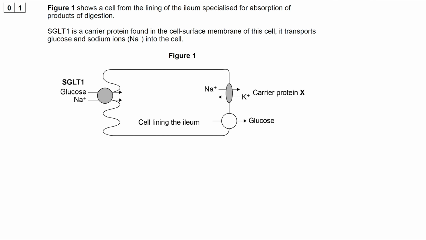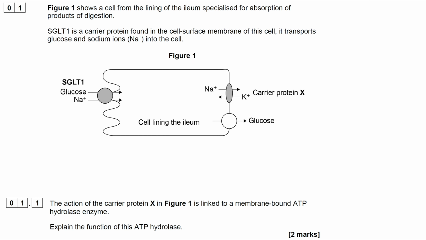Figure 1 shows a cell from the lining of ileum specialized for absorption of products of digestion. SGLT1 is a carrier protein found in the cell surface membrane of this cell. It transports glucose and sodium ions into the cell. So that was just the background of the question. So the question is, the action of the carrier protein X in figure 1 is linked to a membrane-bound ATP hydrolase. Explain the function of this ATP hydrolase.